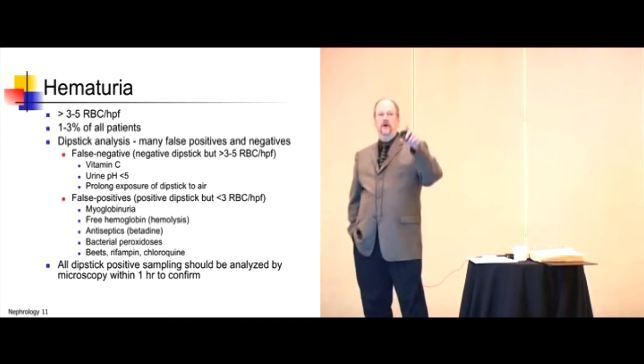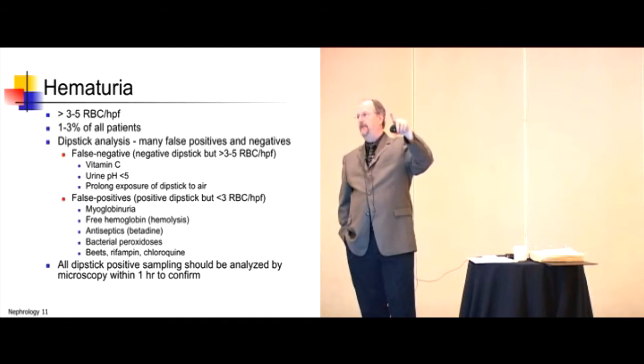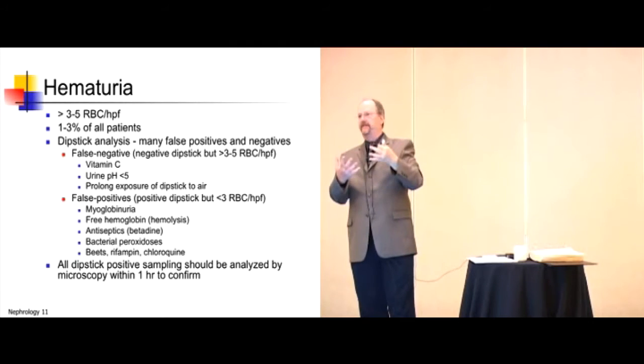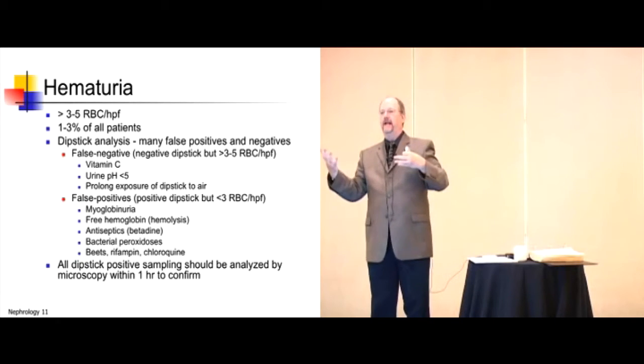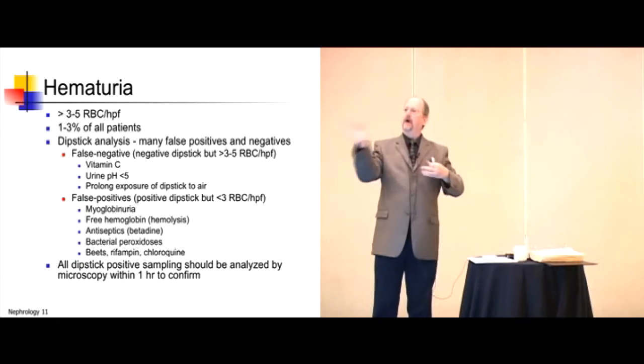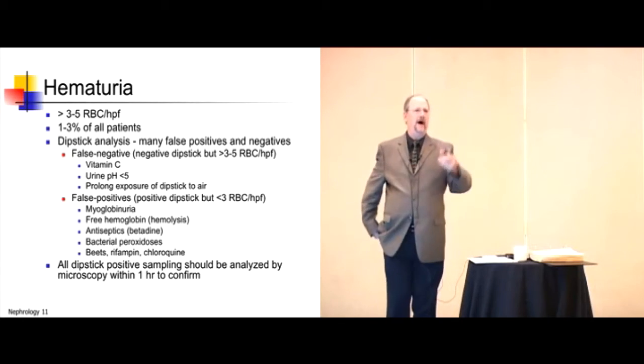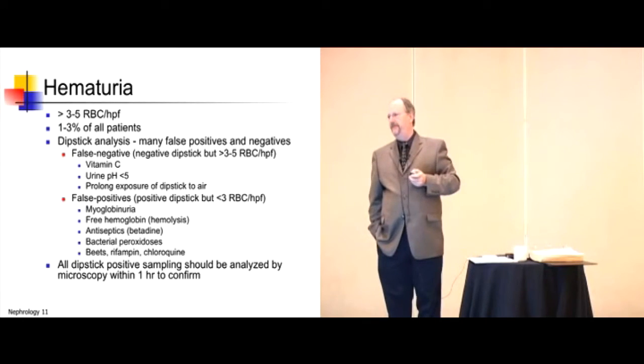I think one of the good books out there is Wallach's Interpretation of Laboratory Tests. When you get a laboratory test that just doesn't make sense, consider false negatives, consider false positives. We always go after what we think it is, but if it doesn't make sense, then look up in a book someplace what the other possibilities are. That's why the false positives and false negatives on the urine are very helpful.